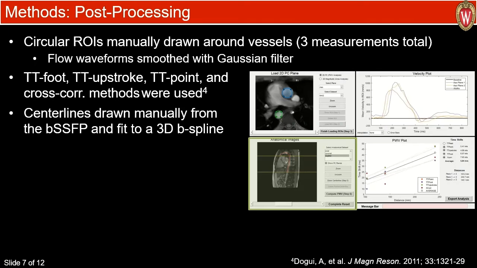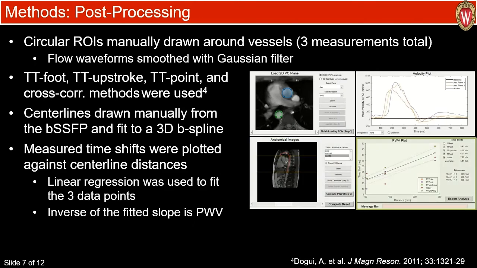Center lines were calculated from the anatomical BSSFP images by manually placing seed points in the aorta over multiple image slices and fitting these points to a 3D B-spline. Lastly, a plot of time shift versus centerline distance was created, and linear regression was used to fit these 3 data points to obtain a final pulse wave velocity, which is the inverse of the fitted slope.